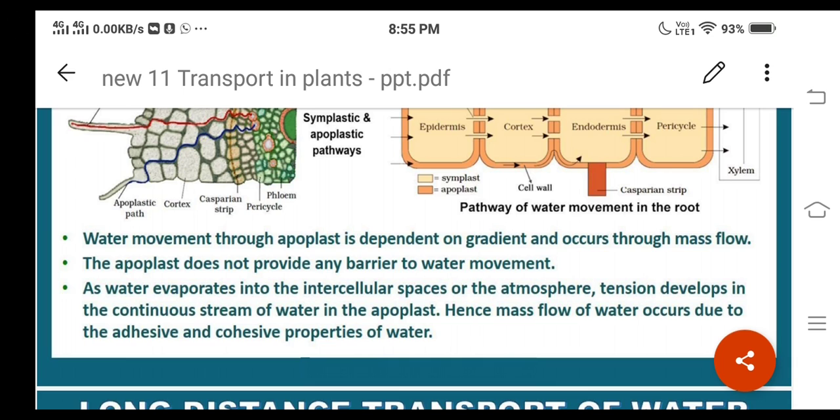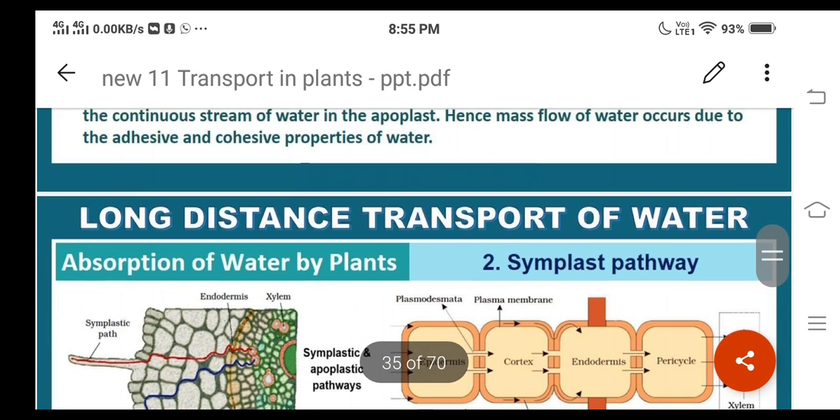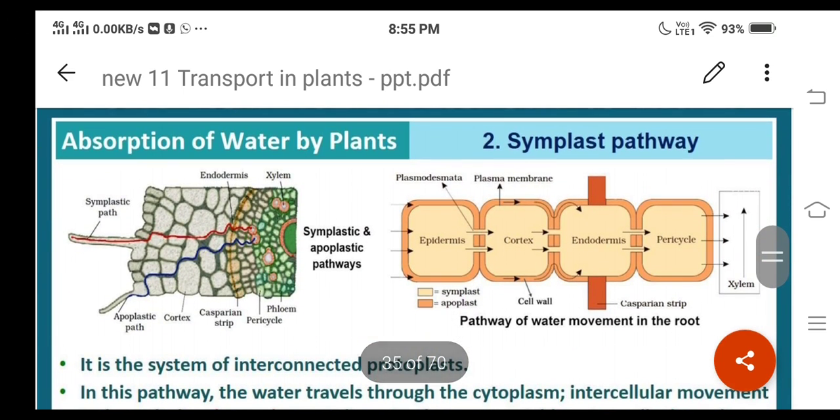One more point. The next one is called the symplast pathway. What is the meaning of symplast here? It is nothing but the system of interconnected protoplasts. The system of interconnected protoplasts, we call it the symplast, and this symplast will be present throughout the plant.